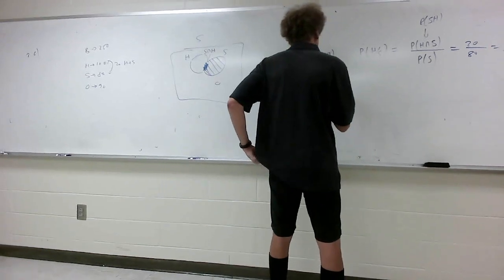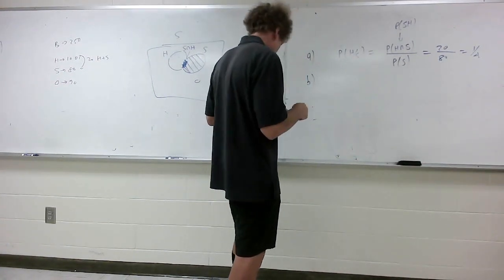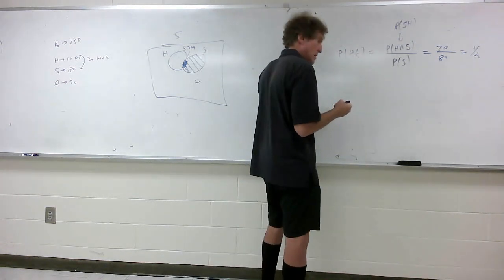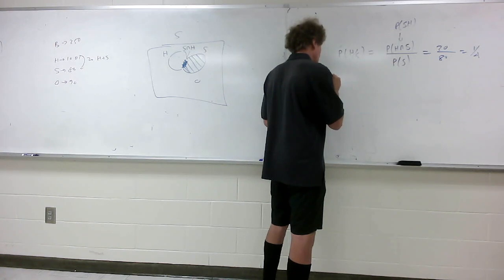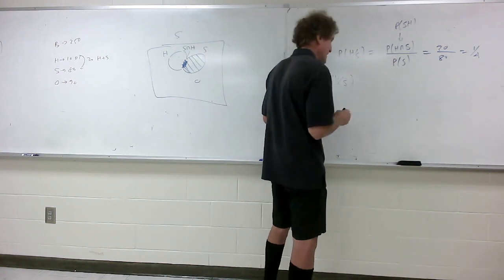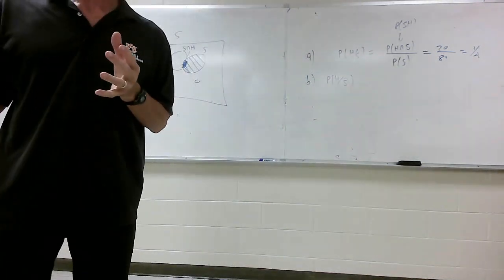It can get real complicated though. Part B is H given S bar. What's that? H, probability of H given S bar. All right. Now, if you think about this, we could use De Morgan's laws for some of this, right?